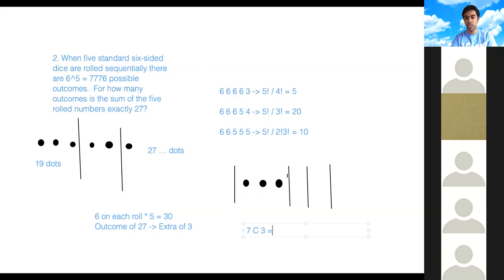So 7 choose 3 is 7 times 6 times 5 divided by 3 factorial, which is 35. So we can get the same answer a little bit easier without actually having to count these separate cases. If we just think about what is the extra that we're kind of losing from the maximum.